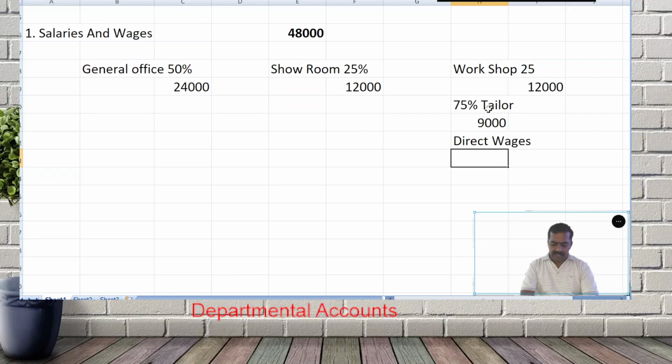Direct wages, it will come in trading account. It will come in which account? Trading account of which department? Department C. Because workshop is department C. Once again, out of 12,000, how much has been spent? 75% is given for tailoring work. That is which one? Direct wages. That will come in which account? Trading account of which department? Why department C? Clear up with the compartment.